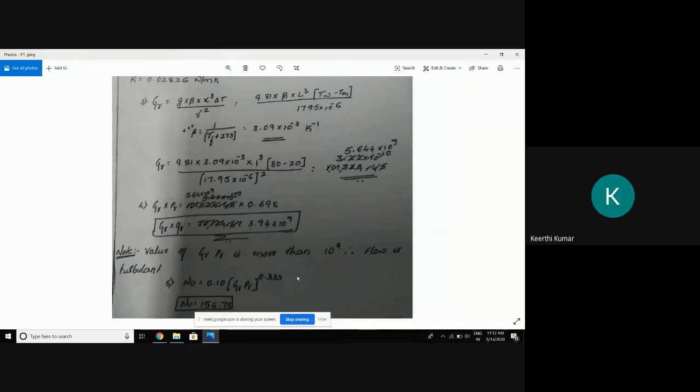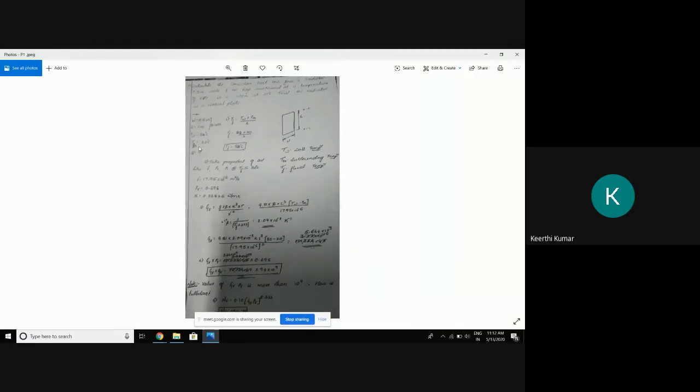Okay, once the Nusselt number is finished, what is our aim? Our aim is to find out Q, not the Nusselt number. But to find out Q, h is required. To find out h, Nusselt number is required. So this is the procedure we are following.